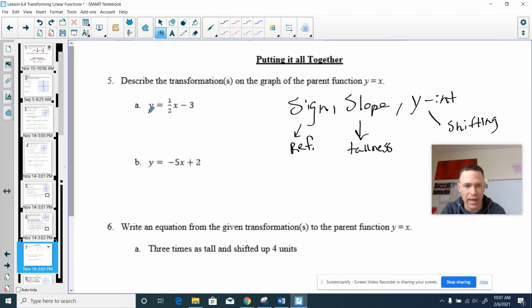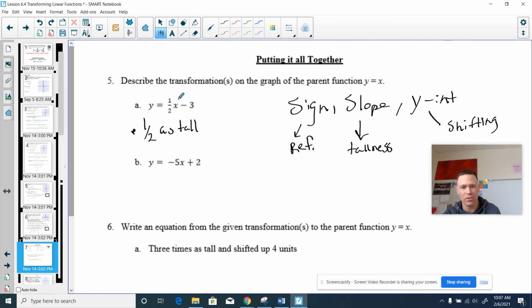So part A, is it negative? And the answer to that question is no. So that means it is not reflected. And I'll move on to slope. Okay, slope refers to tallness. So how tall is this function? It is 1/2 as tall as the parent function. So it's half as tall.